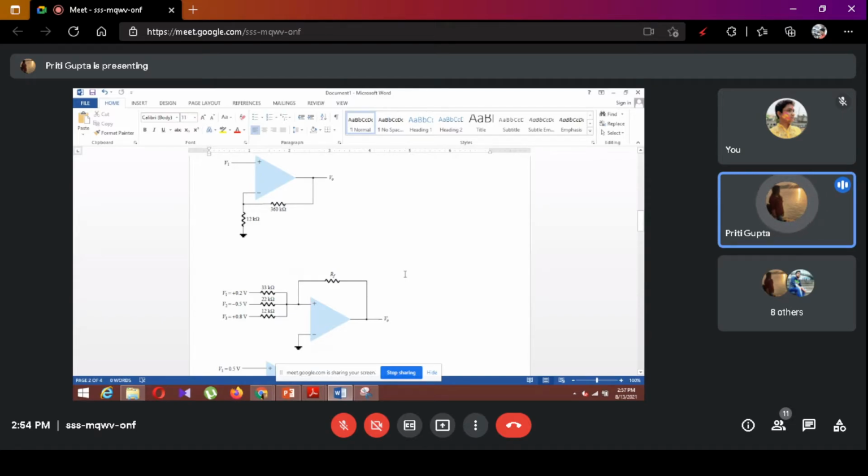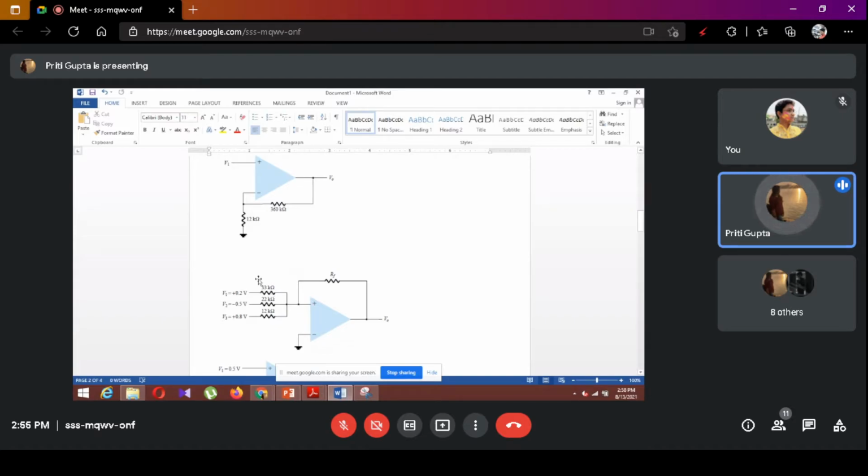Write down: calculate the output voltage developed by the circuit for RF equals 330 kilo ohm.